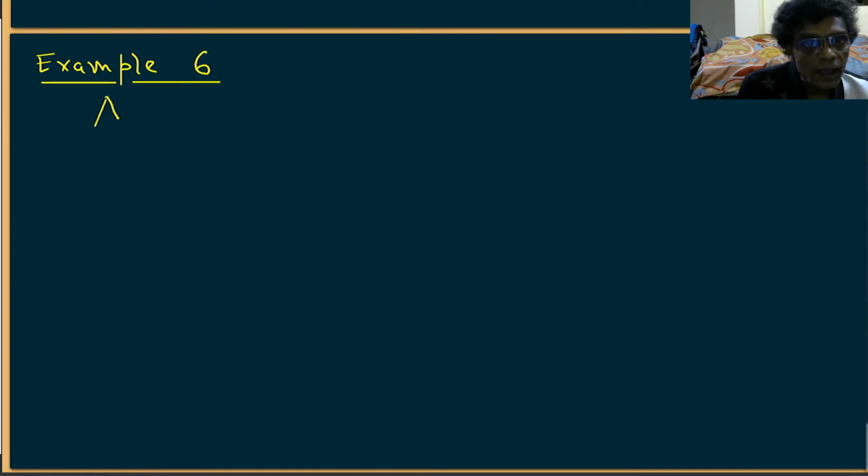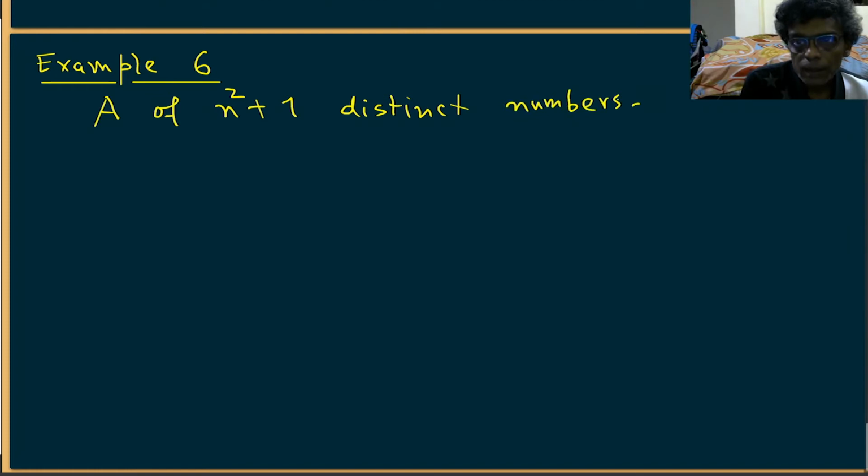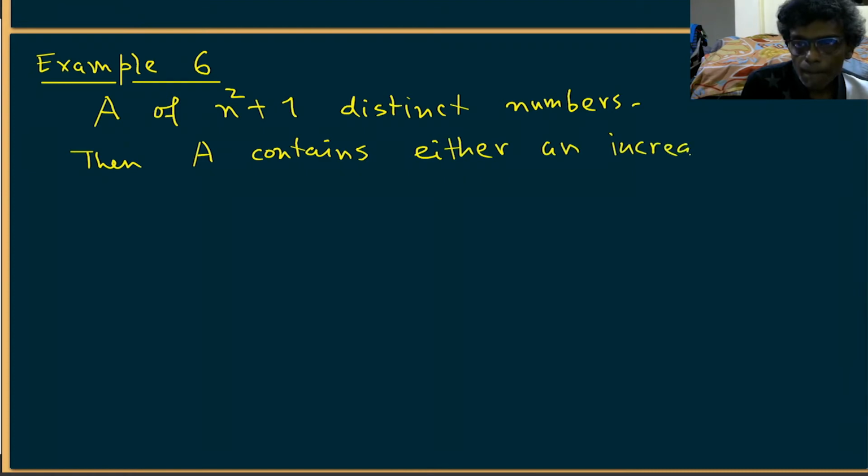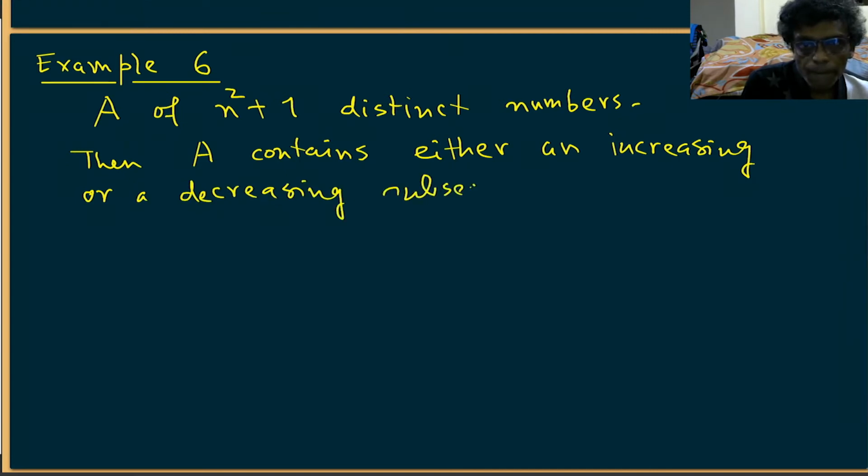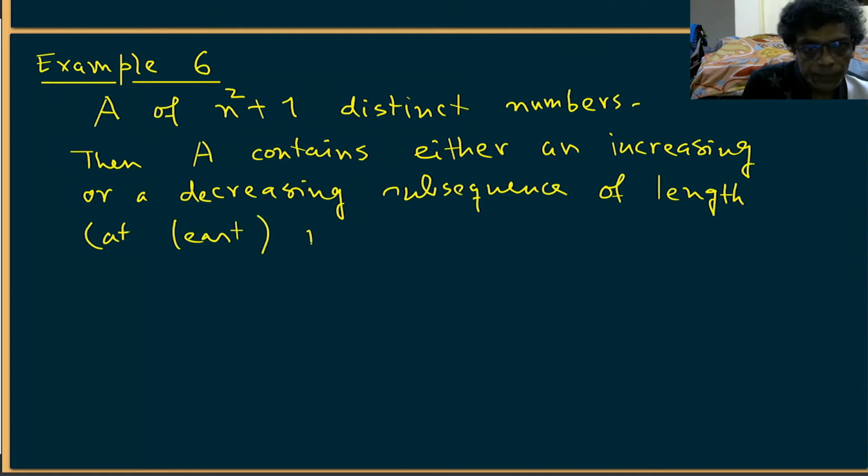So we are given an array A of n square plus 1 distinct numbers. Maybe all positive integers, doesn't matter. Then A contains either an increasing or a decreasing subsequence of length at least n plus 1.